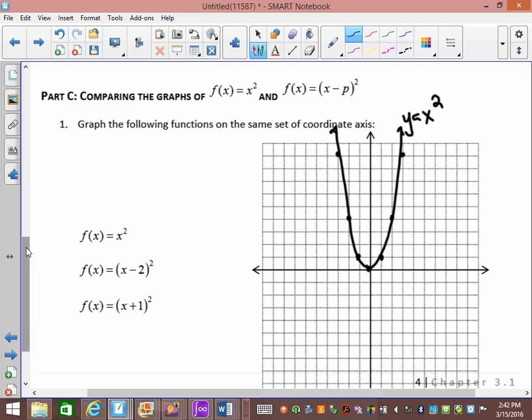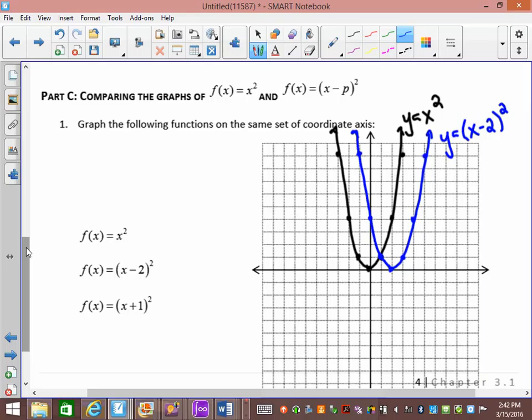What does it look like happened? Shifted which way? Right or left? To the right 2. So this goes 2 to the right. This goes 2 to the right. This goes 2 to the right. Same y values, just 2 to the right. This is y equals (x minus 2) squared.